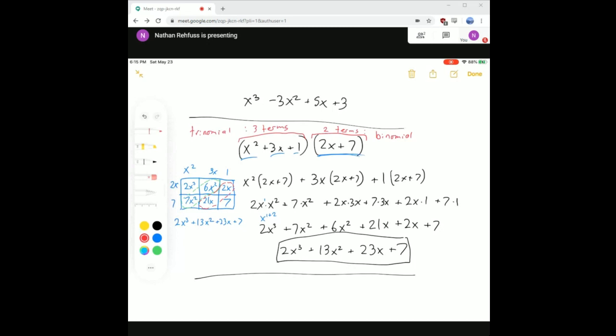So that's a couple of words. And then, of course, poly. If you're polyamorous, you have a lot of boyfriends and girlfriends, right? So polynomial just means many terms. So that's where these names come from.